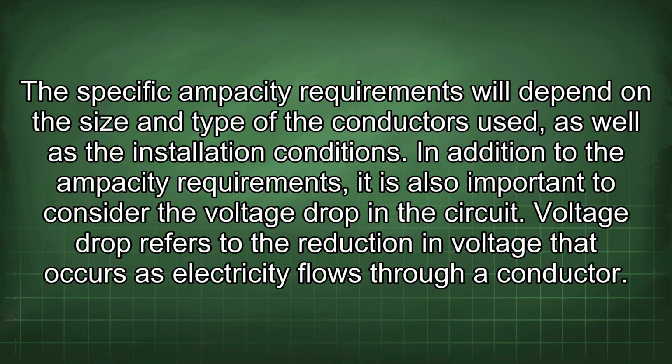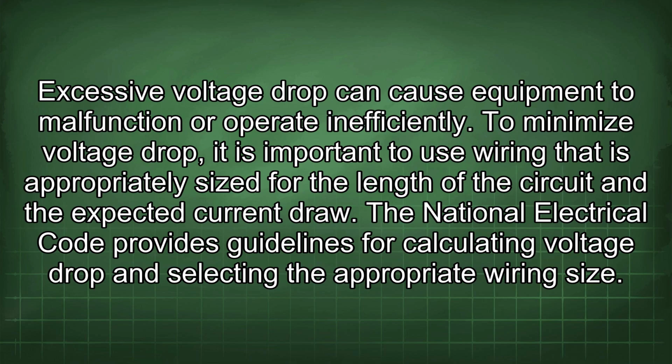The specific ampacity requirements will depend on the size and type of the conductors used, as well as the installation conditions. In addition to the ampacity requirements, it is also important to consider the voltage drop in the circuit. Voltage drop refers to the reduction in voltage that occurs as electricity flows through a conductor. Excessive voltage drop can cause equipment to malfunction or operate inefficiently. To minimize voltage drop, it is important to use wiring that is appropriately sized for the length of the circuit and the expected current draw. The National Electrical Code provides guidelines for calculating voltage drop and selecting the appropriate wiring size.